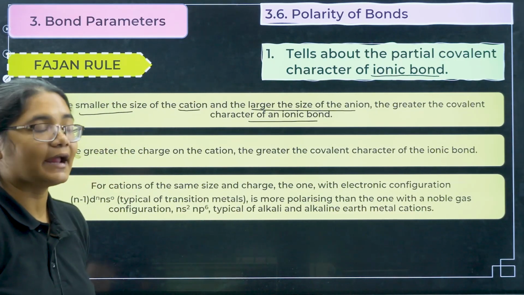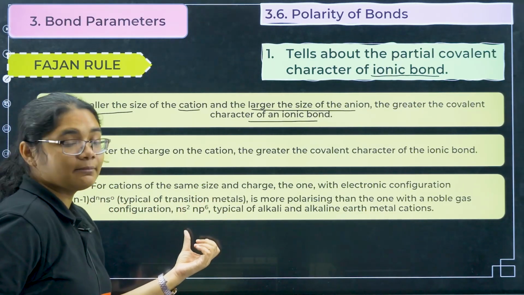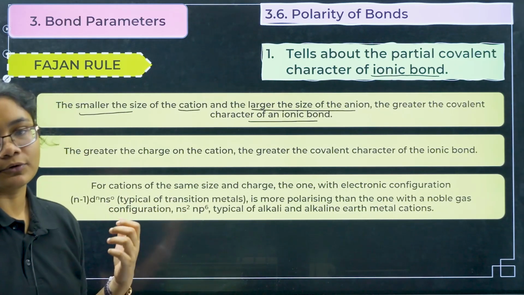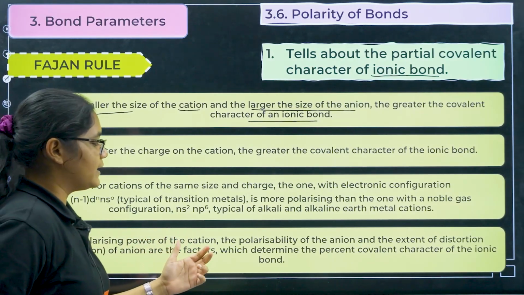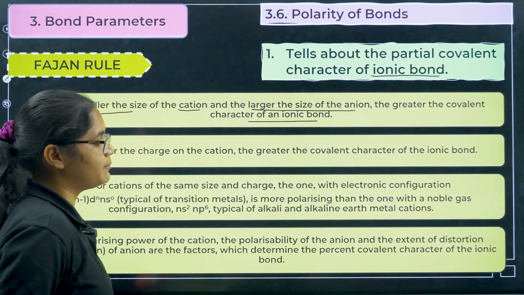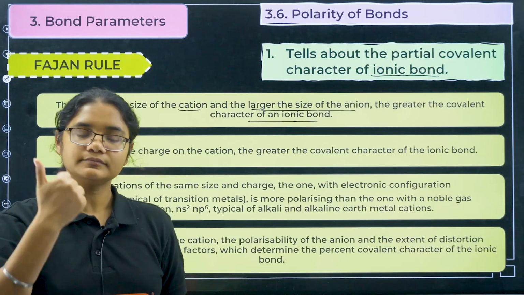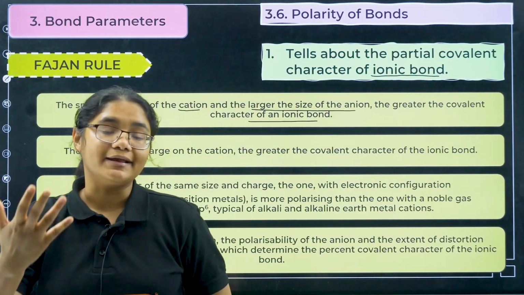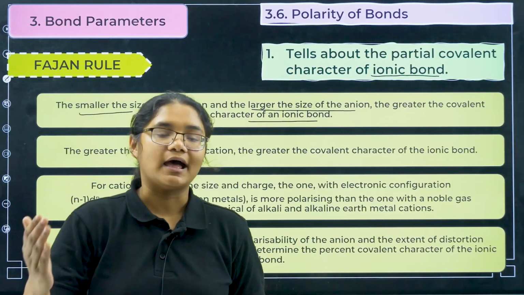So if we have cations of the same type and one cation is from the D block and one cation is from the P block, then obviously D elements will be more polarizing. Okay. Next, the polarizing power of the cation, the polarizability of the anion and the extent of distortion of the anion are the factors which determine the percent covalent character of an ionic bond. So what all factors do we have? Size of the cation should be small, size of the anion should be big, charge of the cation should be very high. Okay, so that will contribute to more covalent nature in an ionic bond.